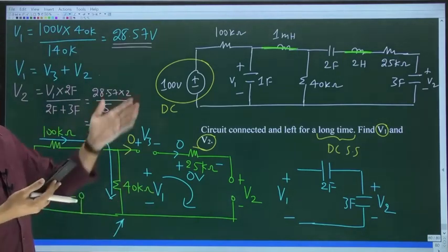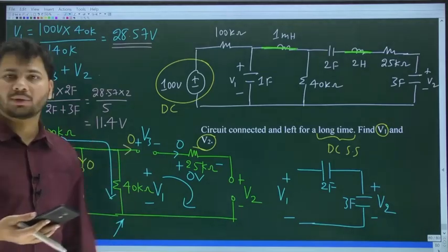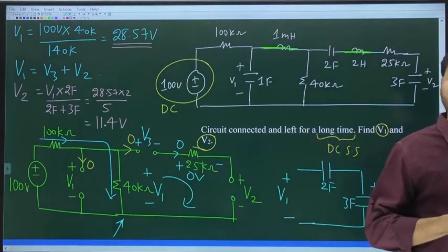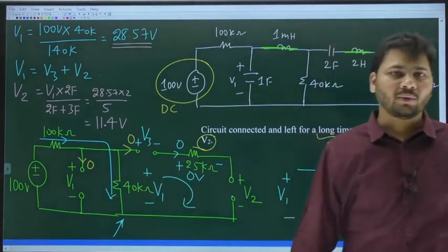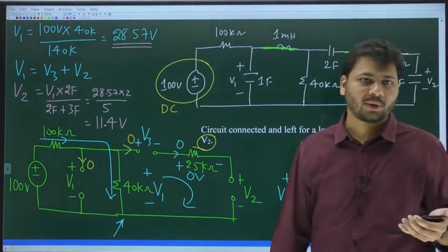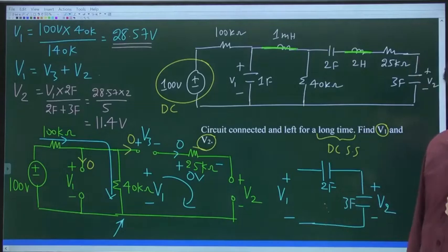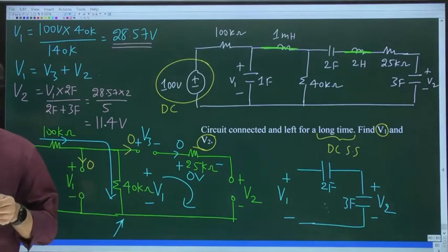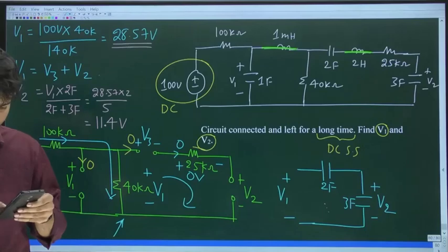So what are the final values of V1 and V2? V1 is 28.57 volts. V2 is 11.4 volts. Is it clear how we got the value of V2? You cannot directly say that V2 is equal to V1, that is 28.57. Here capacitive voltage division will take place, okay? So this is the kind of network we are going to have. So I would like to assume that everybody understood how we obtained the values.